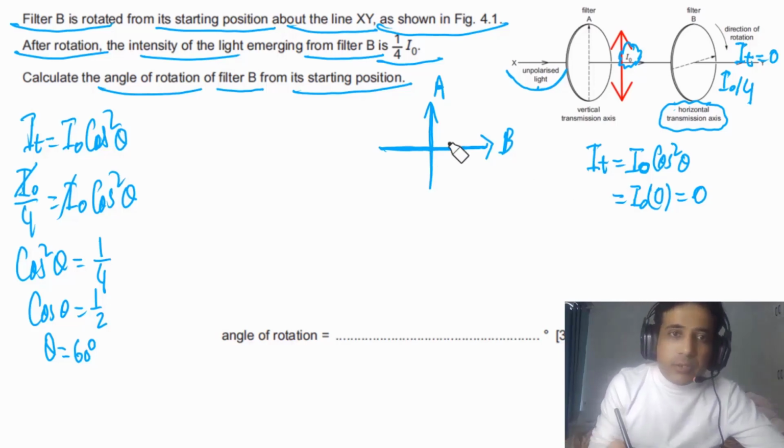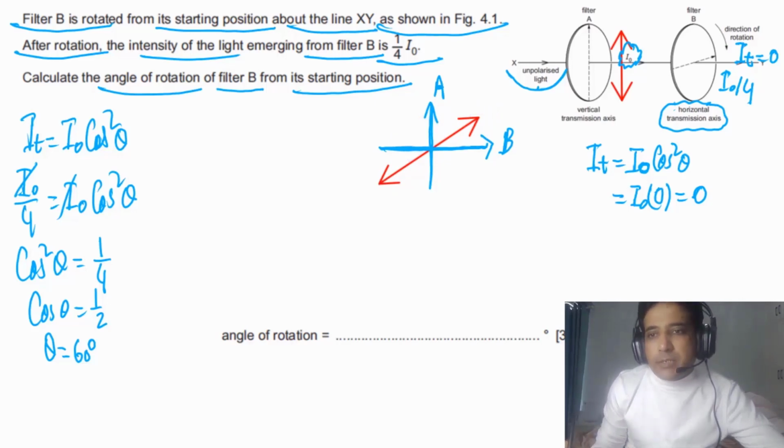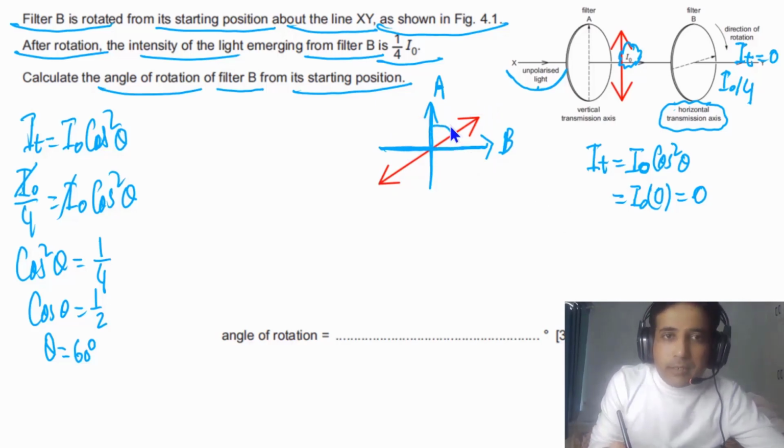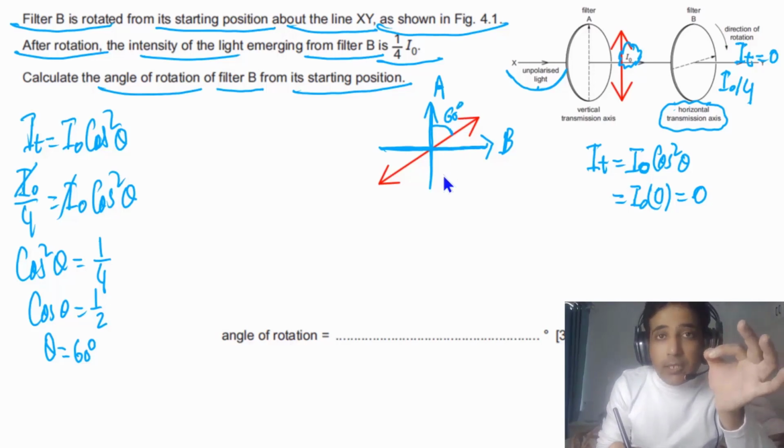So we can draw here. So this is filter B now. So B is placed like this now. So the angle between them is 60 degrees. We can draw this one. So this angle is 60 degrees. This angle is 60 degrees. But this is not our answer. We need to find out the angle of rotation. So how much have we rotated this one?